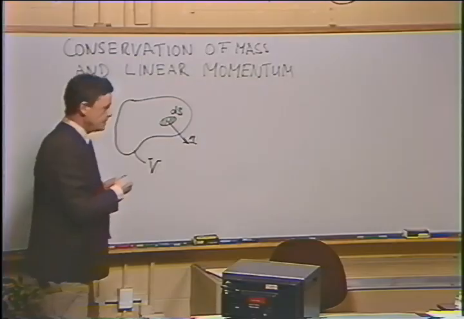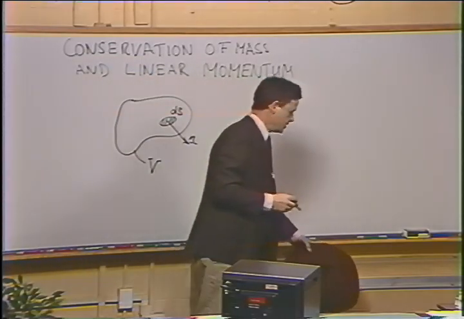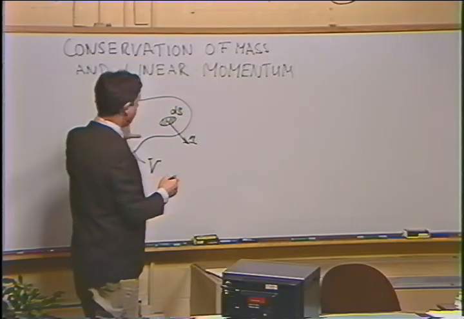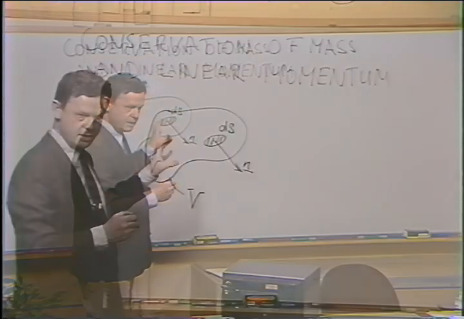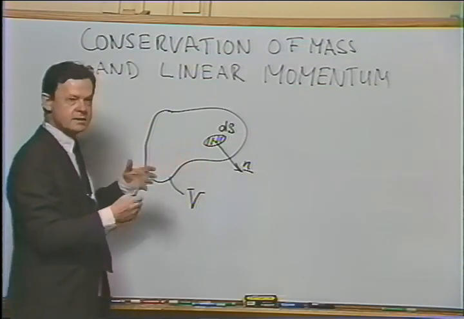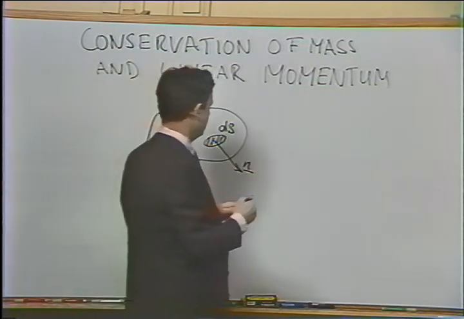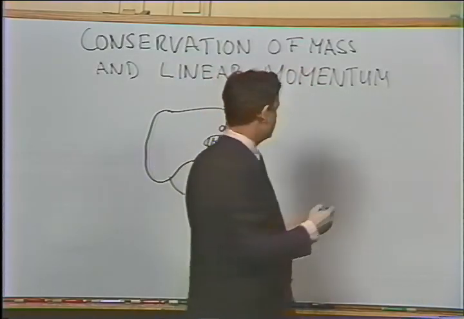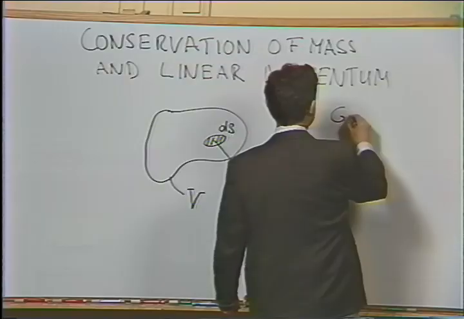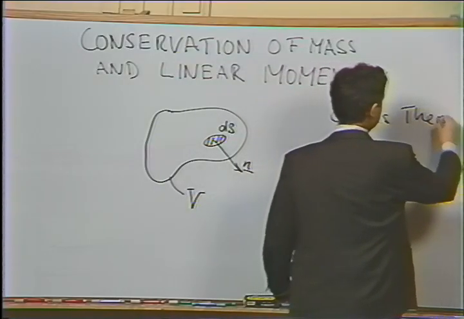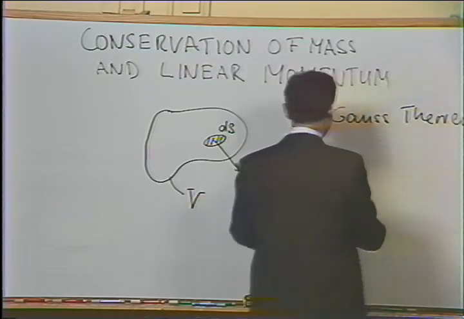We will use, this is a frame fixed in space. This volume element is fixed in space, and some fluid is allowed to flow into that system and come out of this volume element. And for solving the flow problem, we will use the Gauss theorem, which goes something like this.